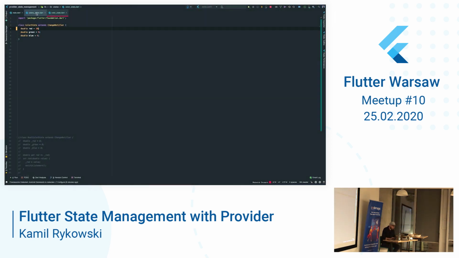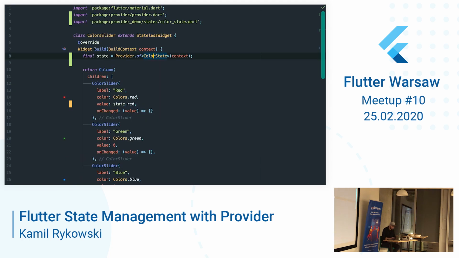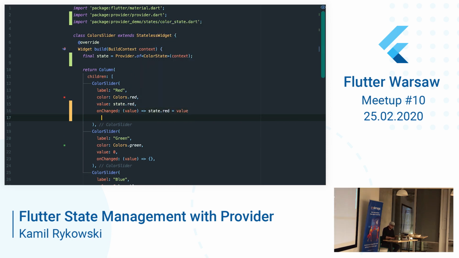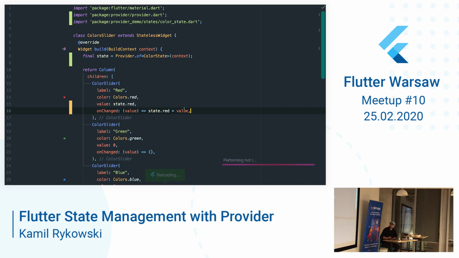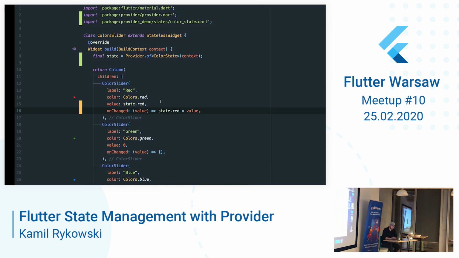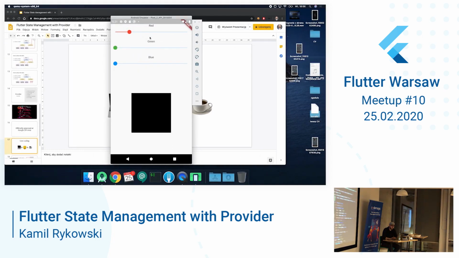That's not the case for most of the users. So what I could probably do is implement this part, onChanged. So each time I change the value of the slider, I want to say that state.red is the value. And what does it mean? That each time I drop the ball, I'm changing the value in my state. And now that's basically the whole implementation of the provider.